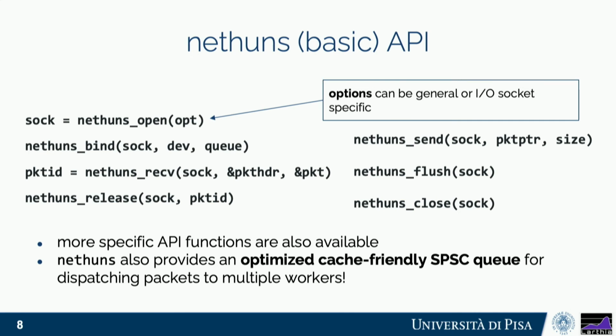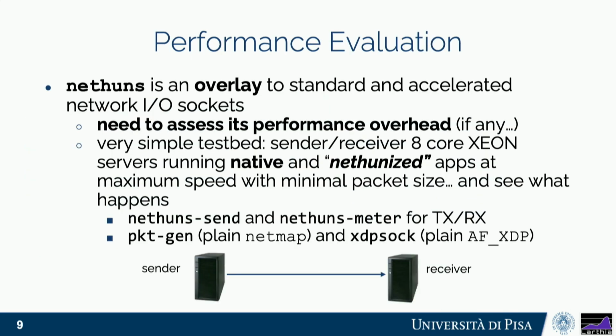Now, this is the way I solved the interface. Now we need to see if it's effective in practice or not. To do that, we need to assess and evaluate the amount of overhead that it can introduce with respect to native frameworks. We simply set up a test bed in which we have a sender and a receiver, and we are running applications that both send and receive packets, both the application running on the native socket and the Nethunized application, I would say, that runs on top of Nethuns, which runs itself on top of the socket.